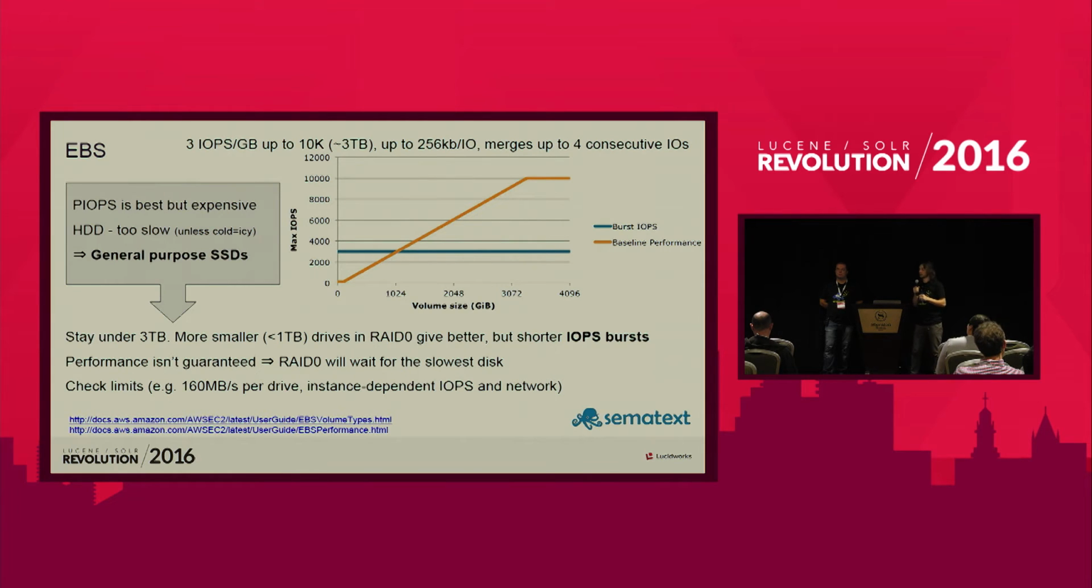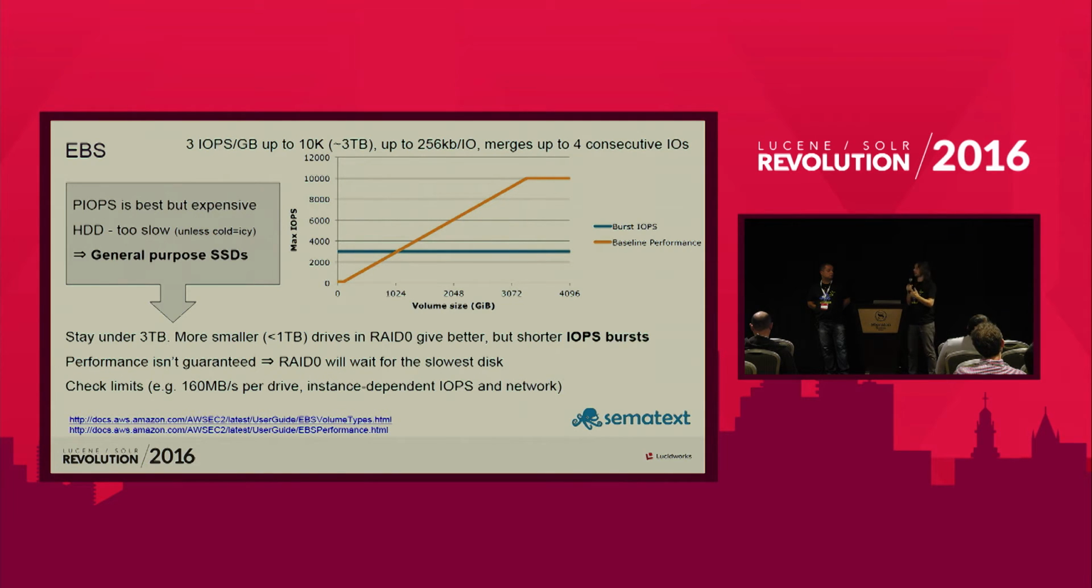Okay, EBS. It's quite a busy slide, but bear with me. Basically, the more throughput you need, the bigger the instance, the more throughput you get, up to a certain limit. And that limit is 10,000 IOPS, or 160 megabytes per second. So you really want to stay under that 3 terabyte kind of volume size at which you don't get any more IOPS.